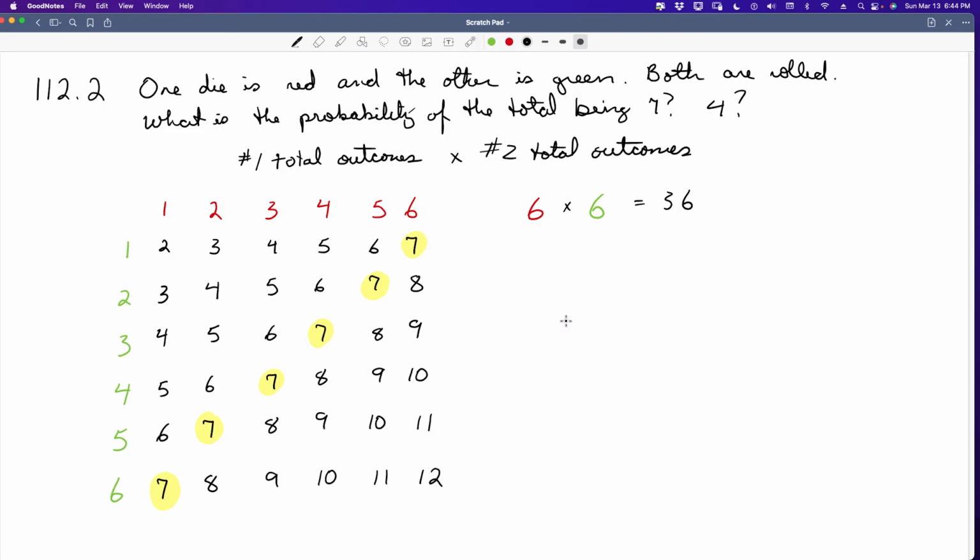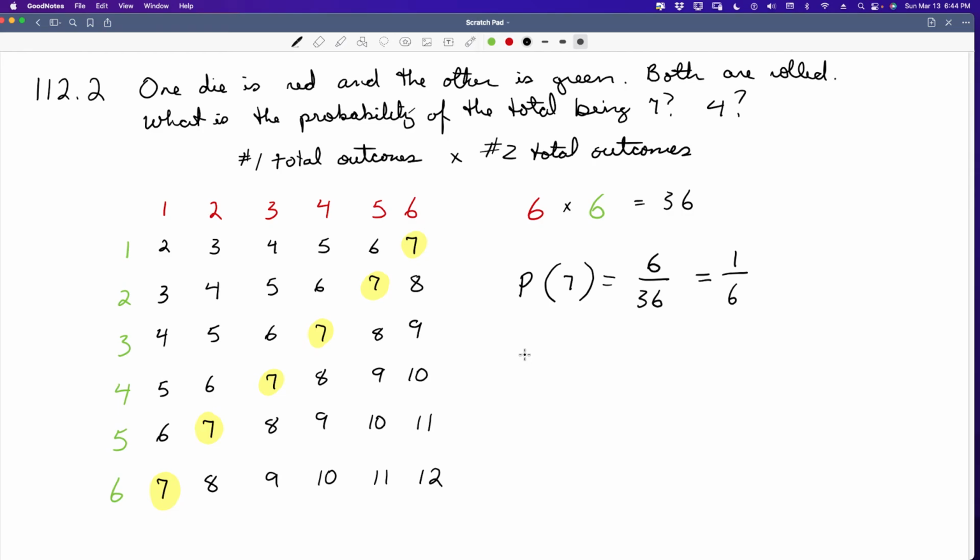So that tells us that our probability for it equaling 7 is going to be, out of 36 possible outcomes, there are 6 opportunities for that to happen. And if we reduce this fraction, we divide the top and the bottom by 6, we get 1 out of 6 as the probability.